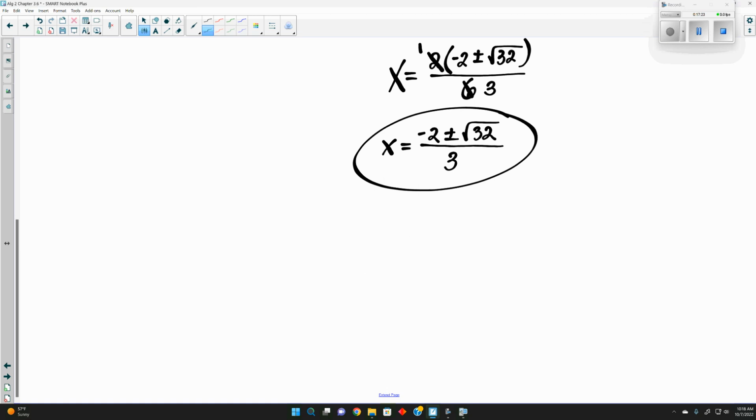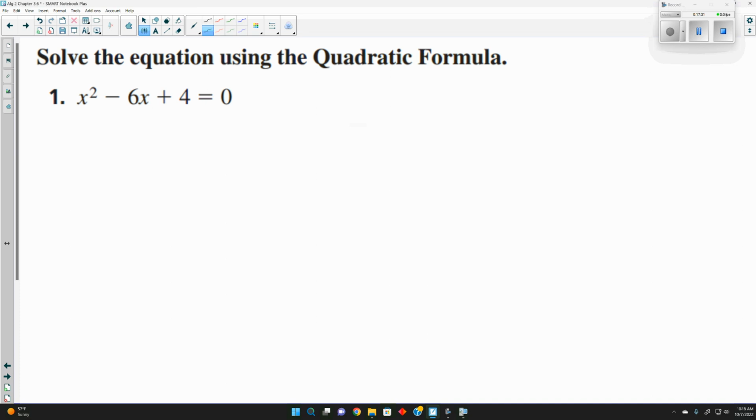Questions on this here? We ready for the next one? Let's look at the next one. X squared minus 6x plus 4. Is this already equal to 0?